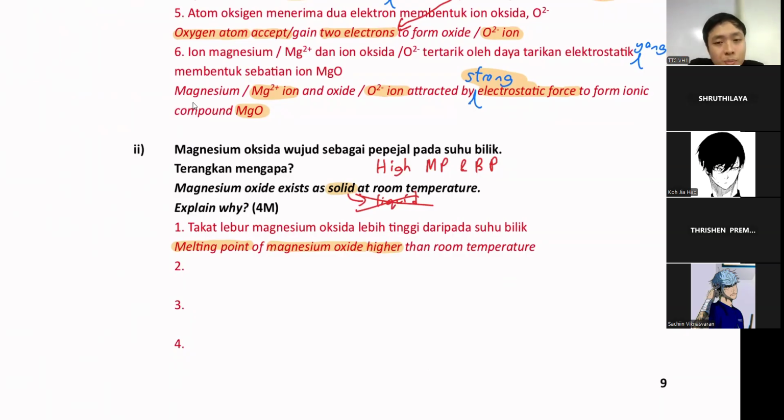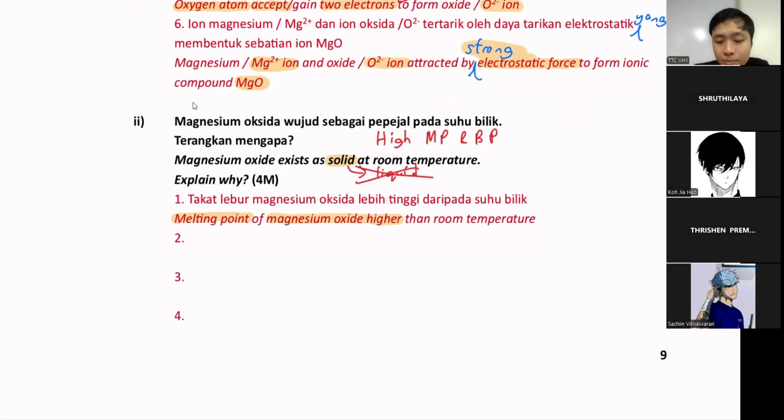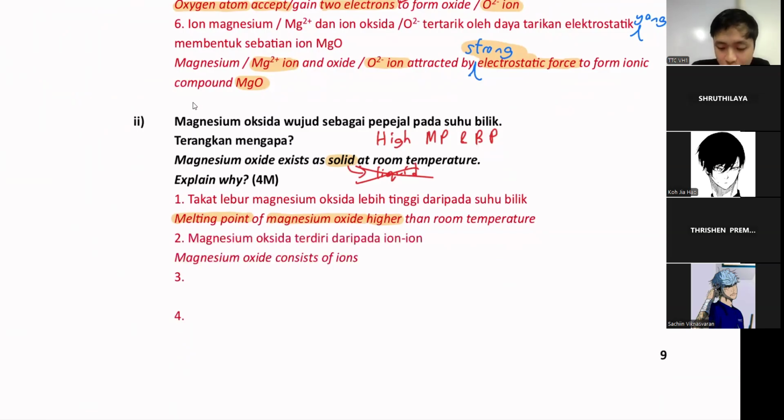Why so? What's the second point? Magnesium oxide needs what? More heat energy required. The point is number 4. You got 4 marks, right? So what's the second point? Magnesium oxide consists of what particle? What kind of particle? Ions. So you should say consists of ions.